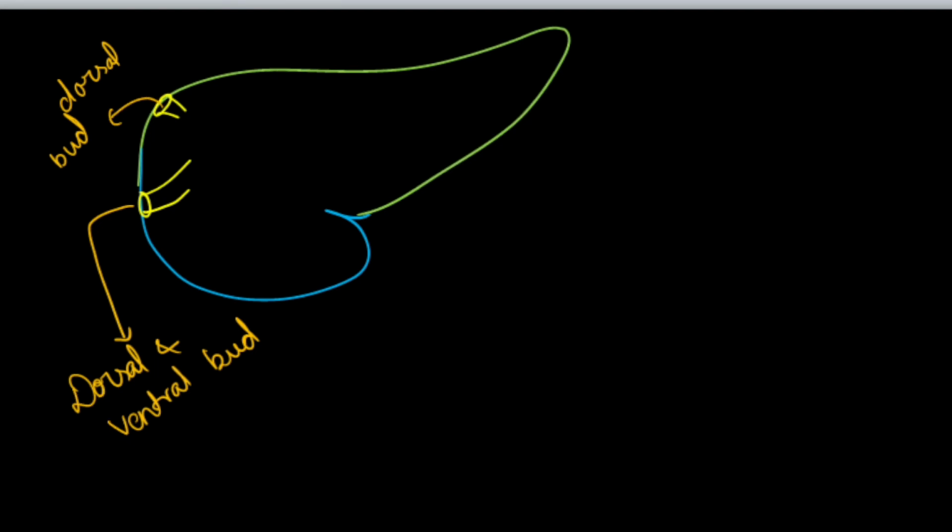So now regarding the developmental anomalies. If there is any problem in the fusion, the first thing we can see is annular pancreas. Because of the failure in the fusion, there will be encircling of the pancreas around the second part of the duodenum, and this may also lead to duodenal obstruction. Then comes accessory pancreatic tissue.